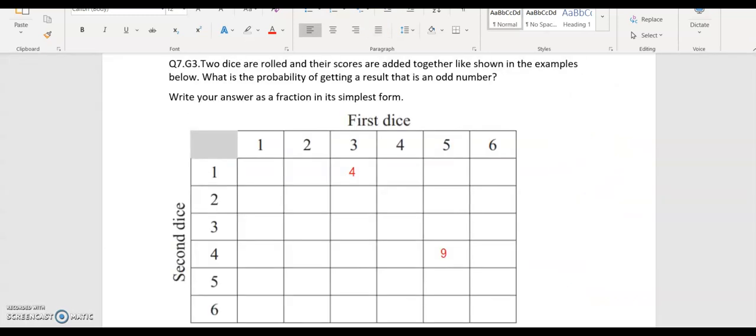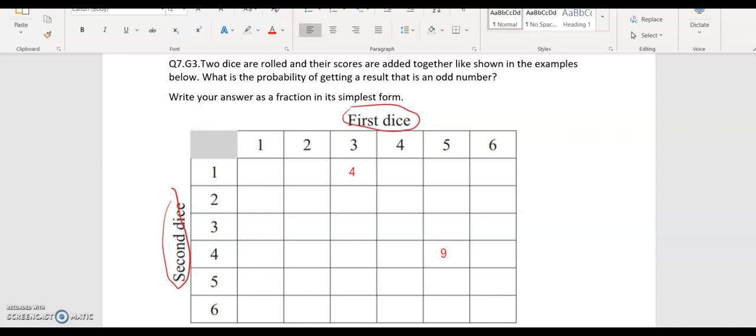Question number 7. 2 dice are rolled and their scores are added together like shown in the examples below. What is the probability of getting a result that is an odd number? Write your answer as a fraction in its simplest form. So we have the first dice and the second dice. The options are 1, 2, 3, 4, 5, 6, because this is what you get when you roll the dice. These are the possible numbers. And same thing on the other side.